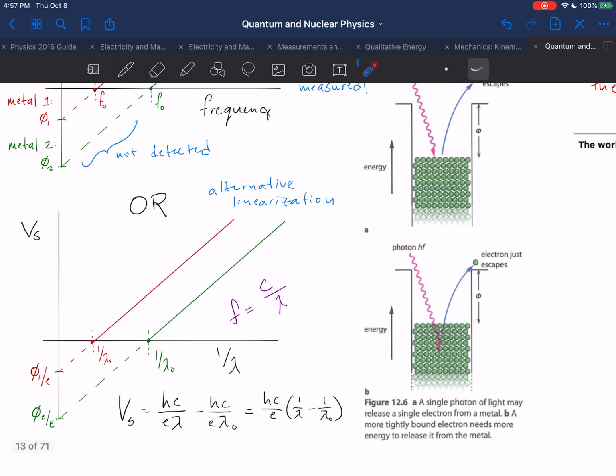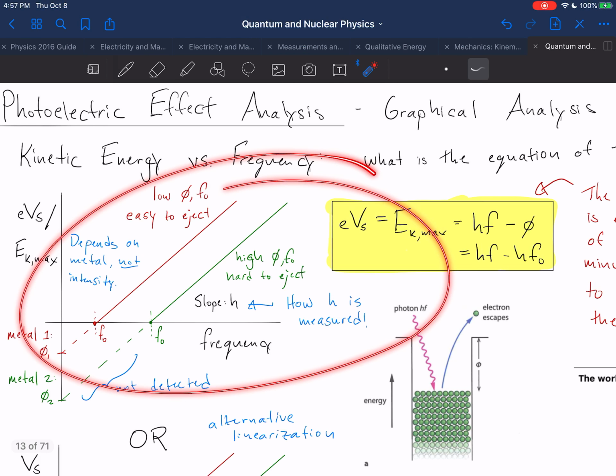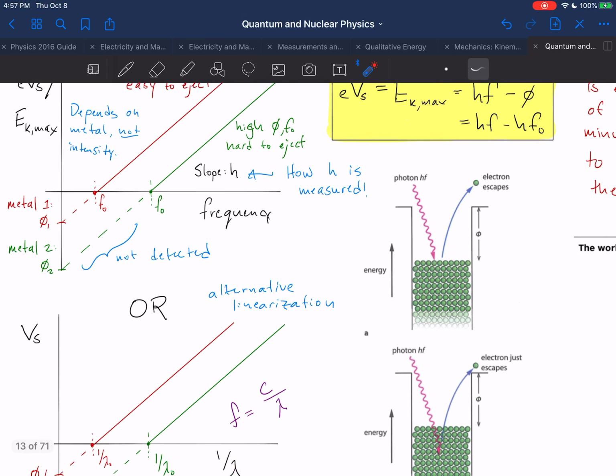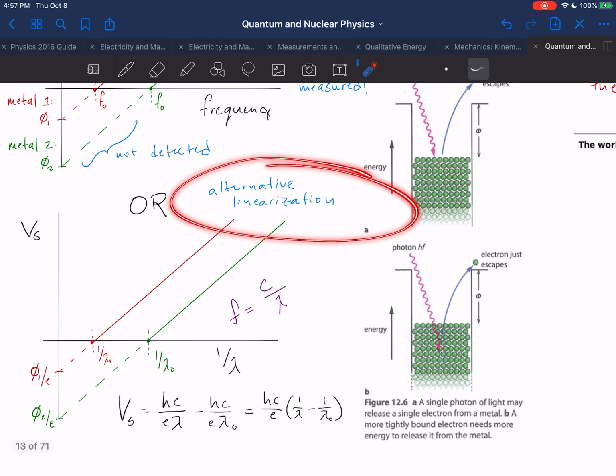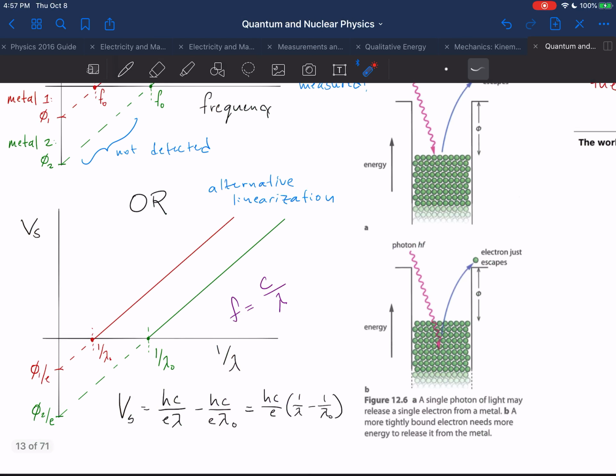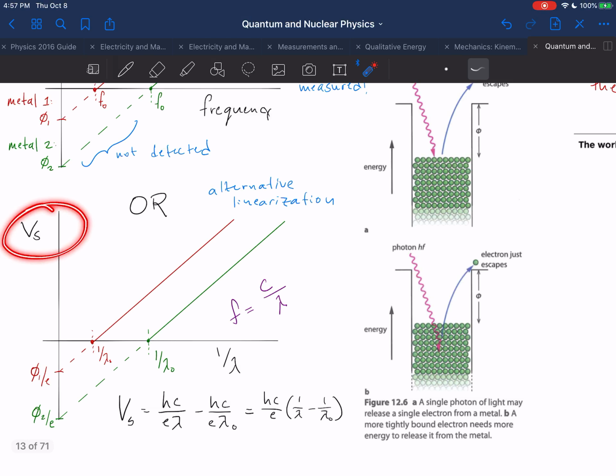You want to be very familiar with this graph and its relationship to this equation here. But there are alternative linearizations for this graph. Instead of seeing the maximum kinetic energy versus the frequency, you could see, for example, the stopping voltage versus 1 over the wavelength, or any combination of different things. They'll look the same and have the same interpretation, but the values you read off those graphs might be slightly different, and you have to be ready for that.